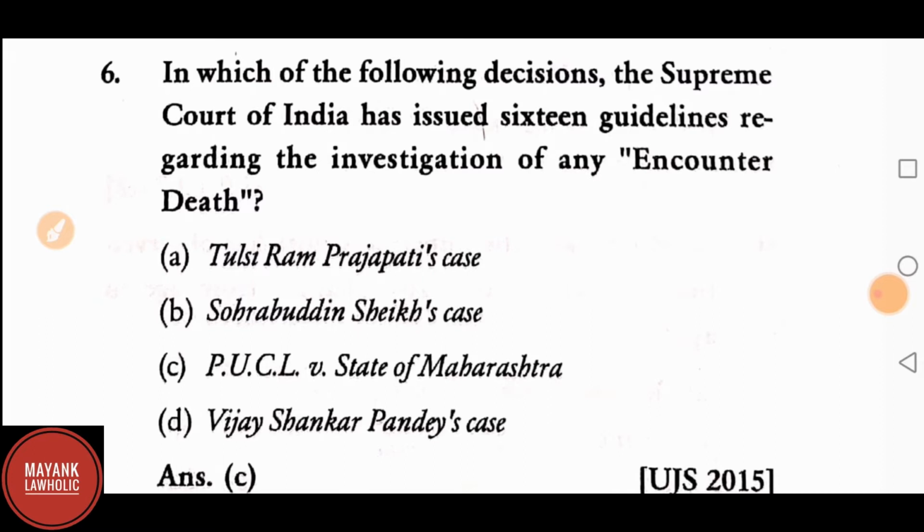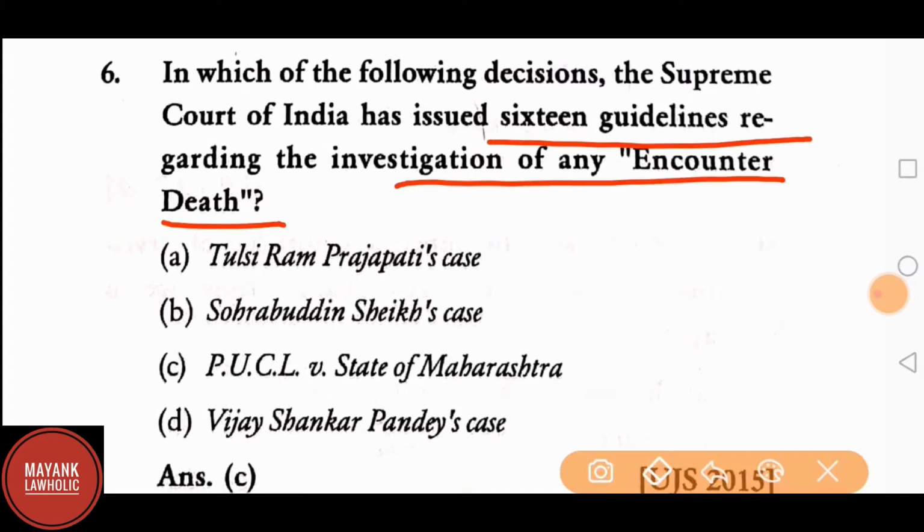Question number 6. In which of the following decision the Supreme Court of India has issued 16 guidelines regarding the investigation of any encounter death? A. Tulsiram Prajapati's case, B. Sorabuddin Sheikh's case, C. PUCL versus State of Maharashtra, and D. Vijay Shankar Pandey's case. The answer is C. PUCL versus State of Maharashtra.